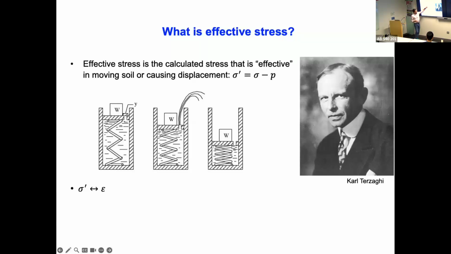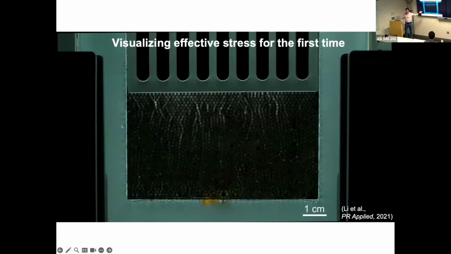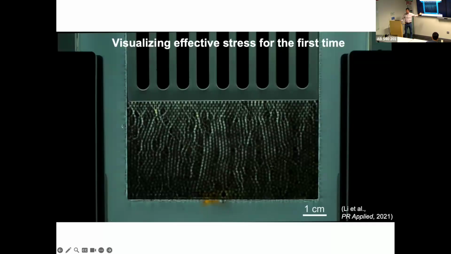He said the effective stress is what is effectively deforming the medium, and is the total stress minus the part of the stress that is transmitted to the fluid, which is the pore pressure. So that remained a very useful concept, as I think you all know, but it had never been visualized or tested experimentally. So this is the first visualization of effective stress.